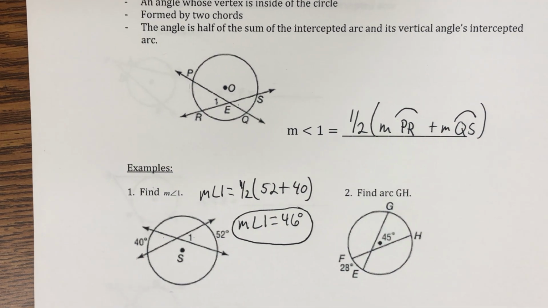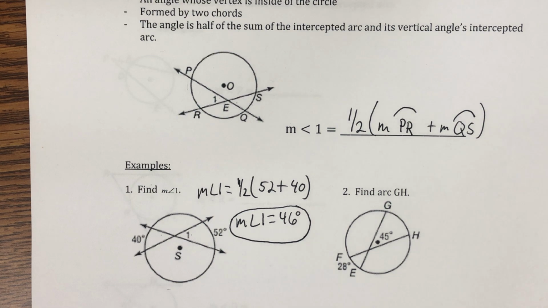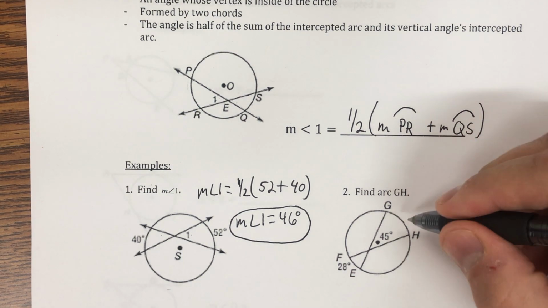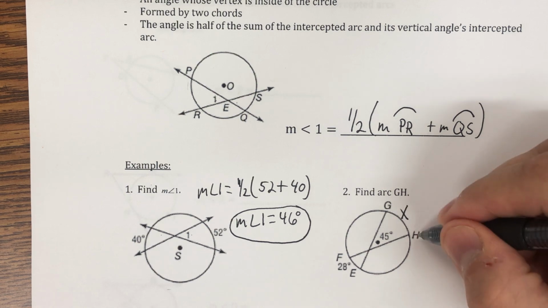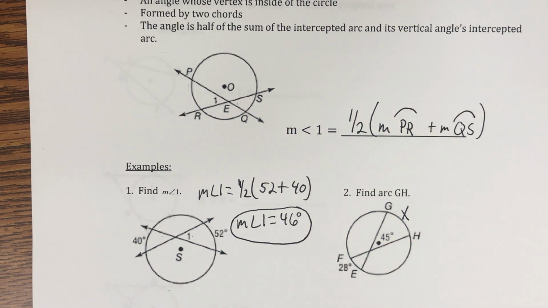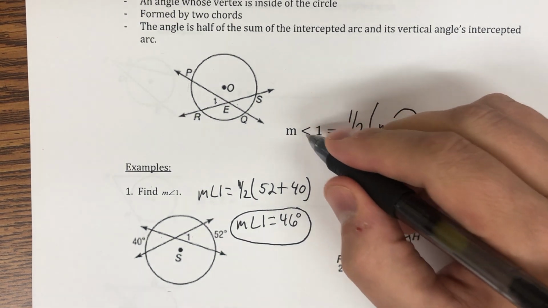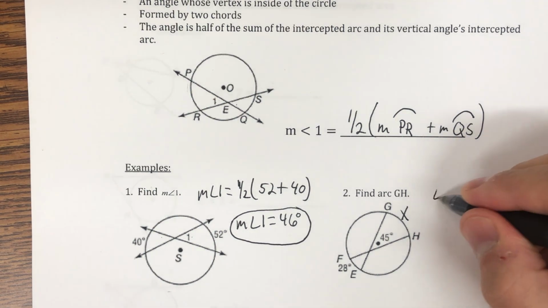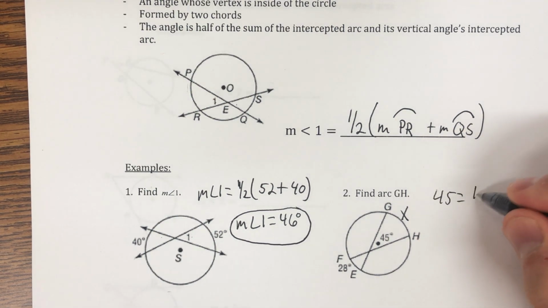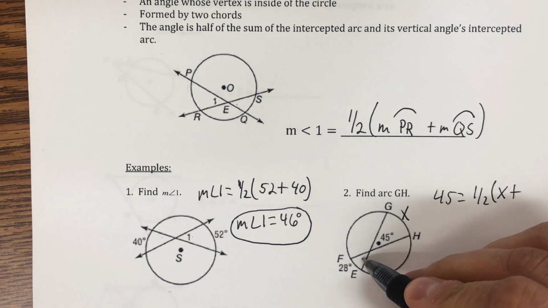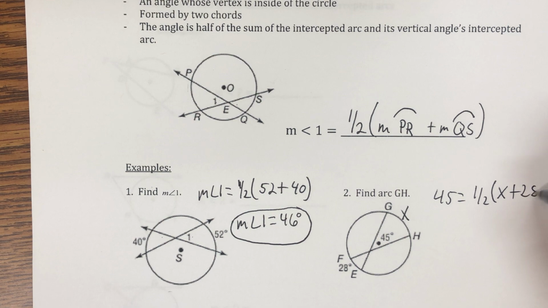So next example, number 2. This time we're looking for the arc GH. So the measure of arc GH, I'm going to put an X there from G to H because that's what I'm looking for. Now when you set up the equation always start with the angle. The angle inside is 45, so 45 is the angle. So 45 equals 1/2 of its intercepted arc, which is X, plus vertical angle's intercepted arc, 28.